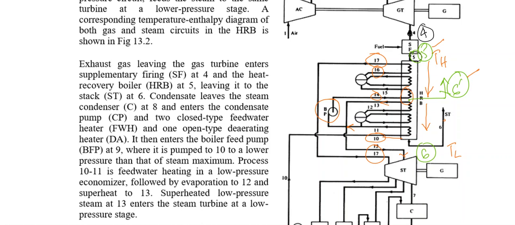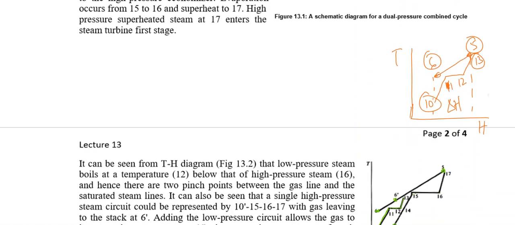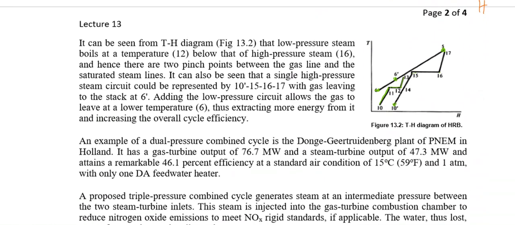by the gas would be gained by the steam cycle from 14 to 17, somewhere here. So that's what actually we are saying. So enthalpy which is dropped from 5 to 6 dash is actually gained by the high pressure circuit from this to this, and in that sense we are saying that if we do not have the low pressure circuit, the gas would be leaving at 6 dash.